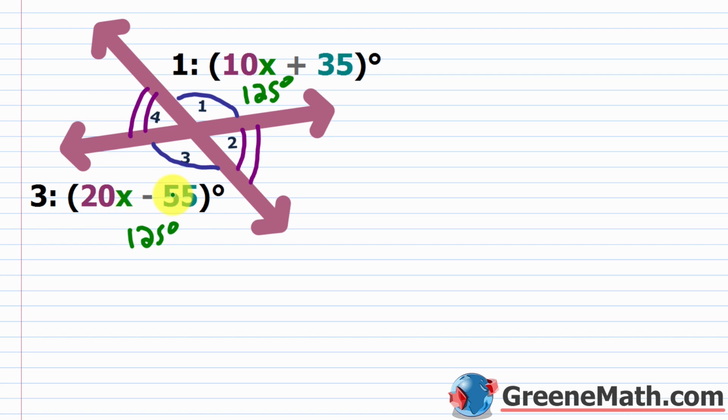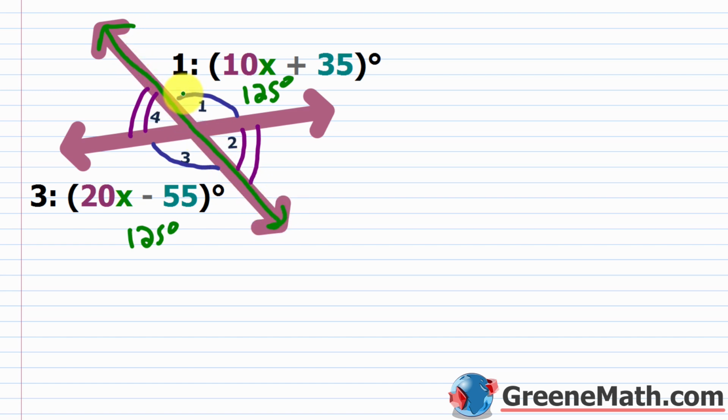Okay, so that's where you get the 125 degrees. Now, the other thing that you would note here is that angles 1 and 2 are going to be supplementary angles, right? Their measures add up to 180 degrees. If you rotate this, you can see that this is a straight line. Okay, this is a straight line.